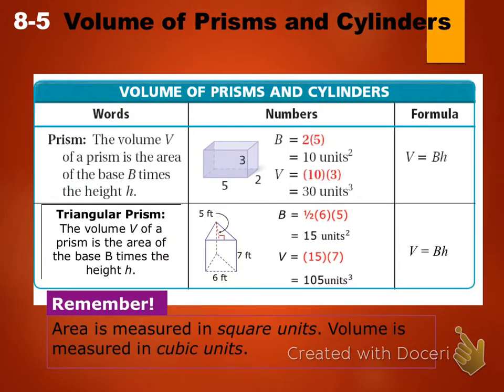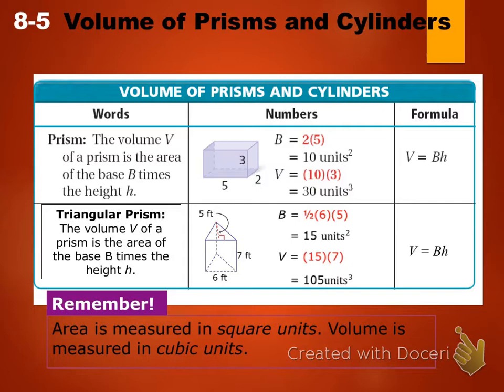The volume of a prism is the area of the base, which we use a capital B, times the height. So we find that area of the base, like in this case, the base is that rectangle that's 5 by 2. So the area of the base is 2 times 5, which is 10 units. And then to find the volume, we multiply that by 3. And that gives us 30 units cubed.